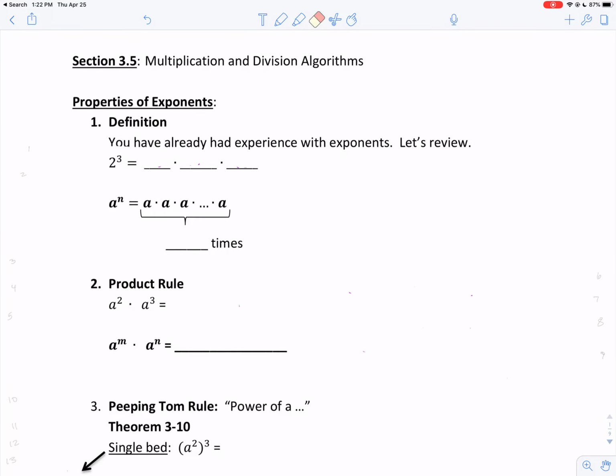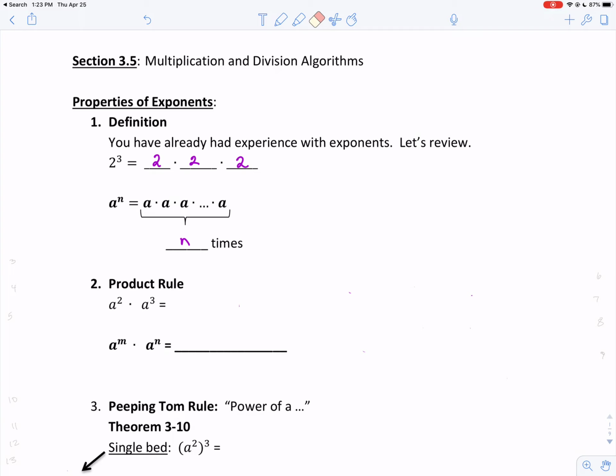In this video, we'll be talking about properties of exponents. You've already had experience with exponents, but let's review a little bit. 2 to the third, remember, just means 2 three times. So any time you have anything to the nth power, that means that thing n times.